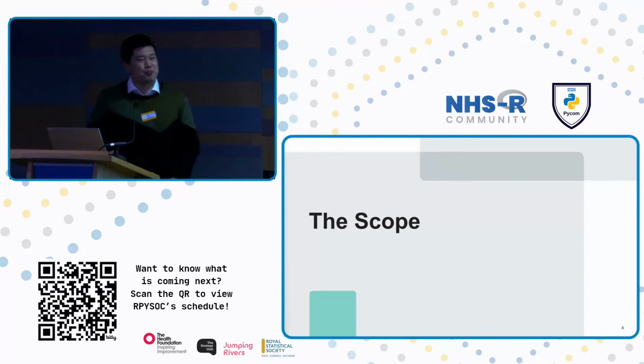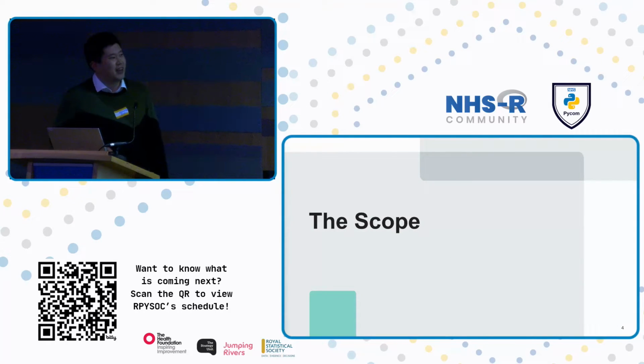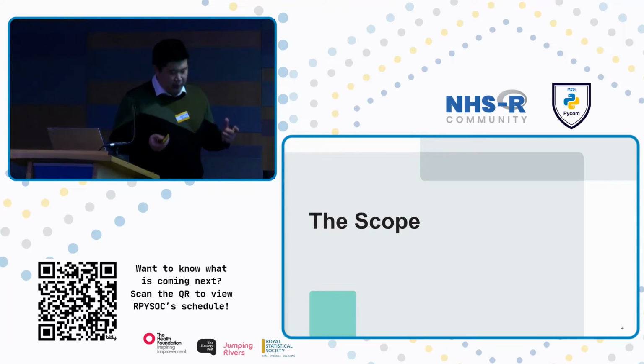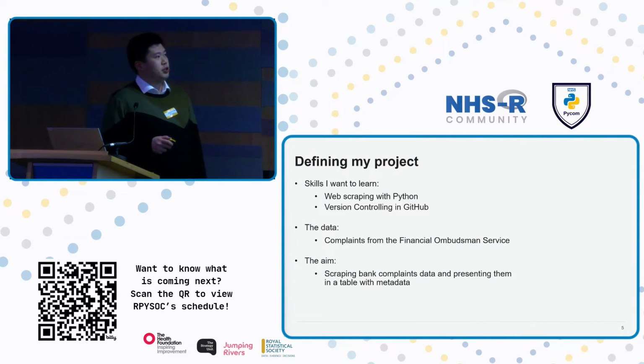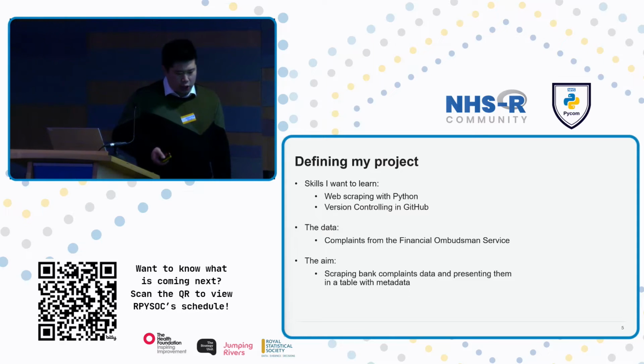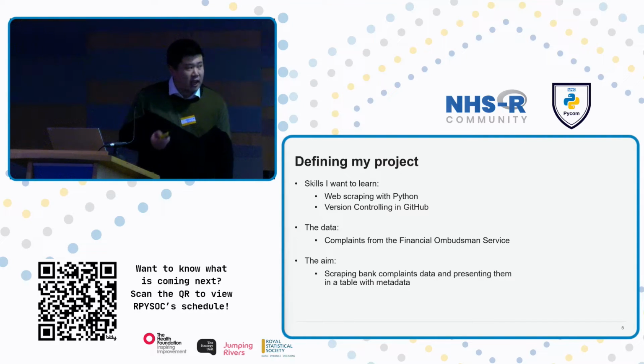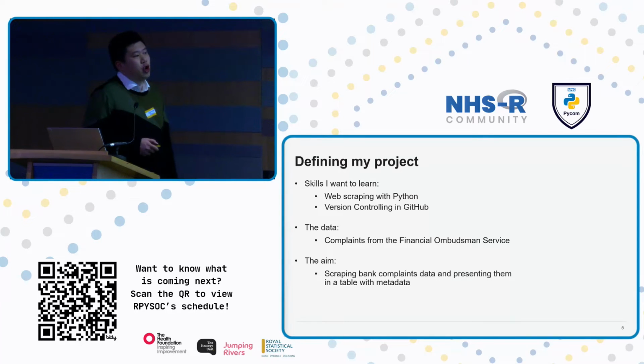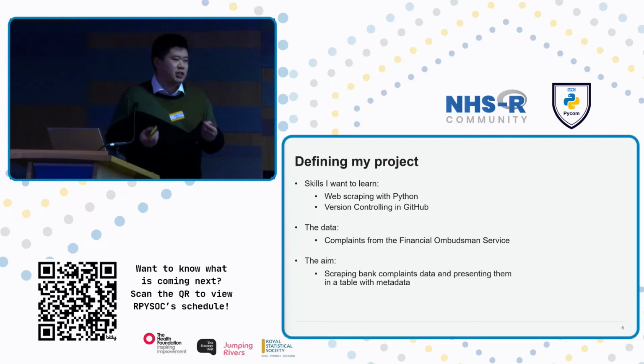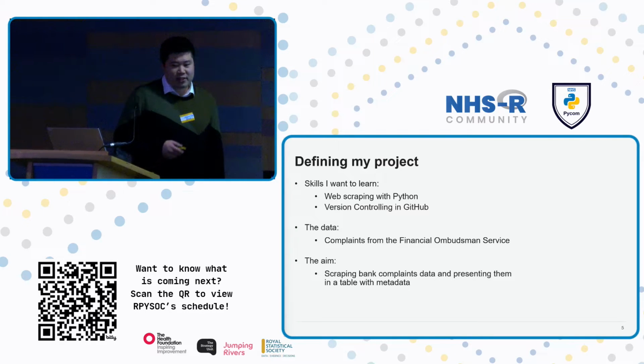So, the scope. With that business justification, let's define my project. First of all, the skills that I want to learn: web scraping in Python, version controlling in GitHub. The data will be complaints from the Financial Ombudsman Service, and the aim is to scrape bank complaints data and present them in a table with metadata.